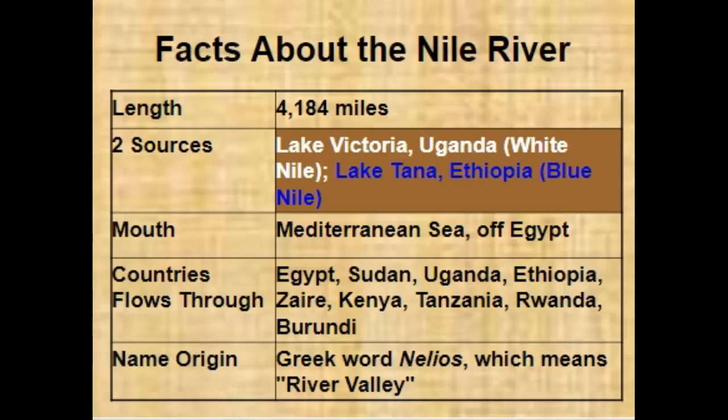Final facts about the Nile River. The length: 4,184 miles. Two sources: Lake Victoria in Uganda, where the White Nile is, and Lake Tana in Ethiopia, where the Blue Nile is. Mediterranean Sea is at the mouth of it, just off of Egypt. And the countries that it flows through are Egypt, Sudan, Uganda, Ethiopia, Zaire, Kenya, Tanzania, Rwanda, and Burundi. Name origin is a Greek word, Nilios, meaning river valley.